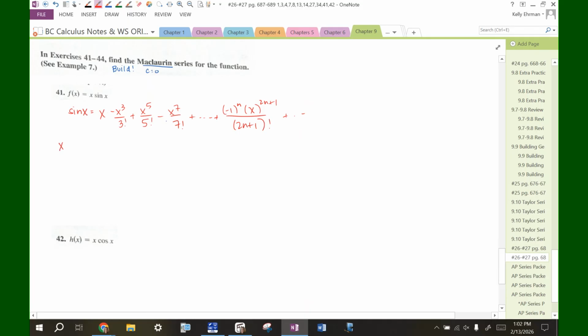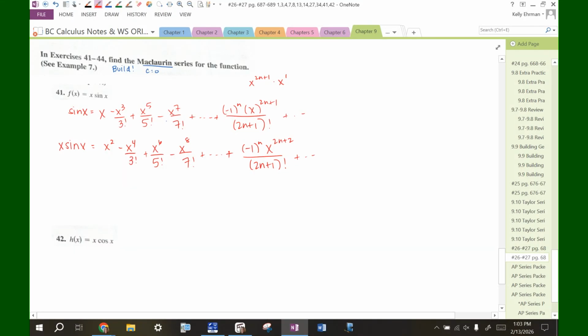Okay, so then when we do x times sine x, that multiplies every term by x. So this is now x squared. This is now minus x to the 4th, but it's still over 3 factorial. Plus x to the 6th over 5 factorial. Minus x to the 8th over 7 factorial. So when you're multiplying by x, what you're really doing is x to the 2n plus 1 times x to the 1st. You're just adding these exponents together. So this is still negative 1 to the n. This is now x to the 2n plus 2. And this is still over the odd factorial.